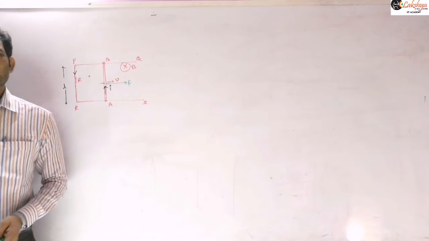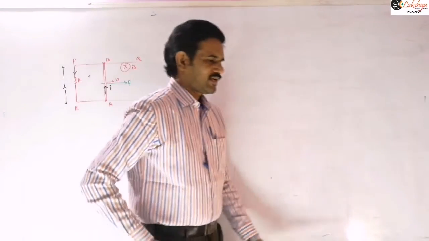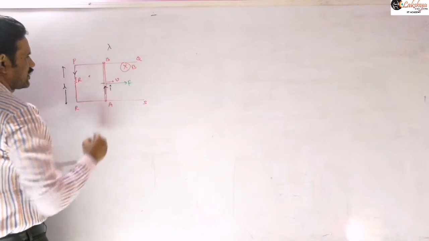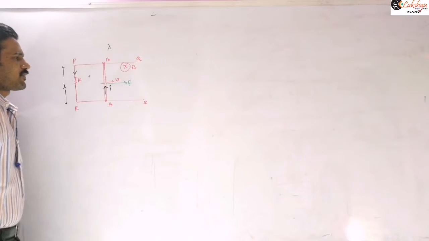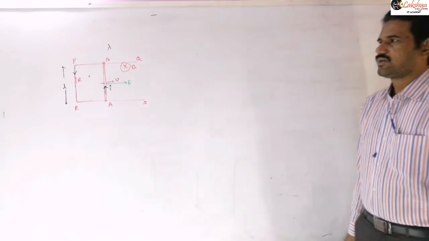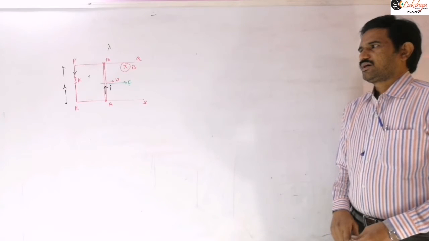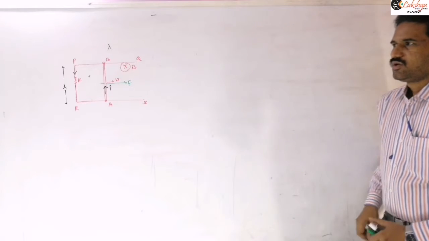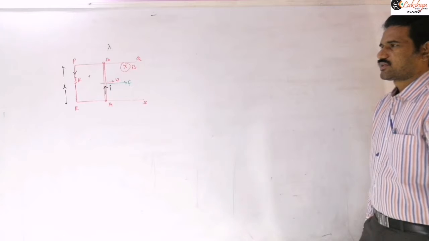The resistance per unit length of each rail is lambda. A variable force F is applied on the rod AB such that a constant current I flows through the circuit.